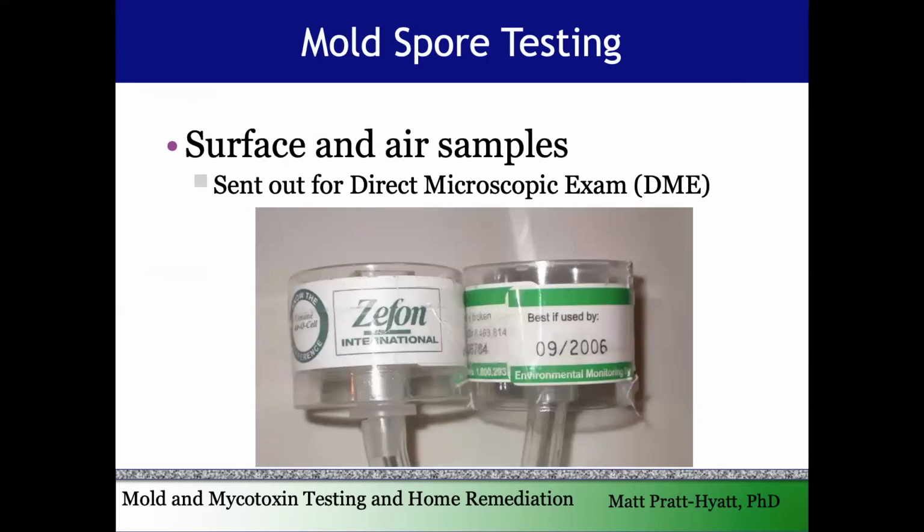One of the other processes they do is mold spore testing. They do surface and air sampling. These get sent out to another lab, which looks under a microscope to determine which species of mold are being caught in the spore traps. But with spore traps, sometimes molds are either dormant or not releasing spores into the environment. Their spores are getting trapped behind walls.